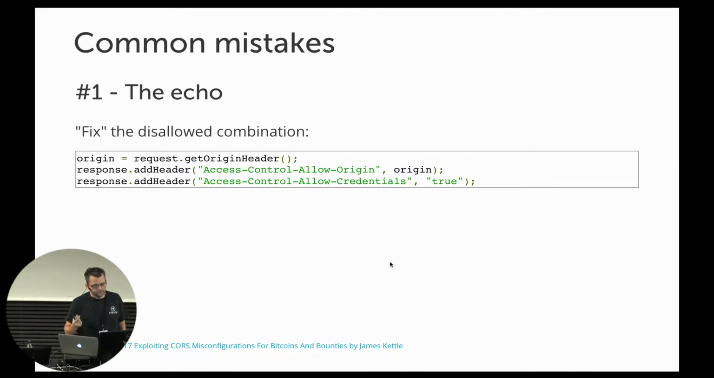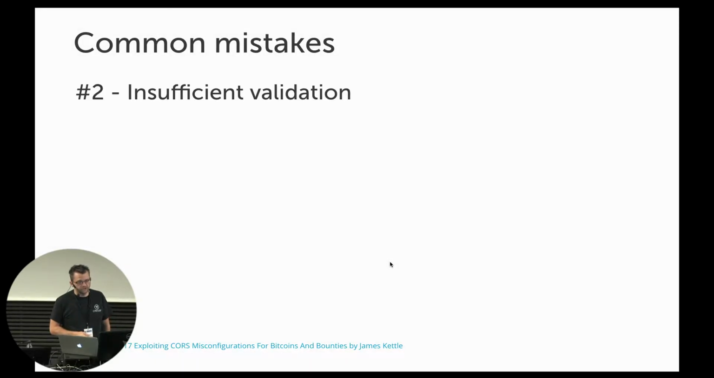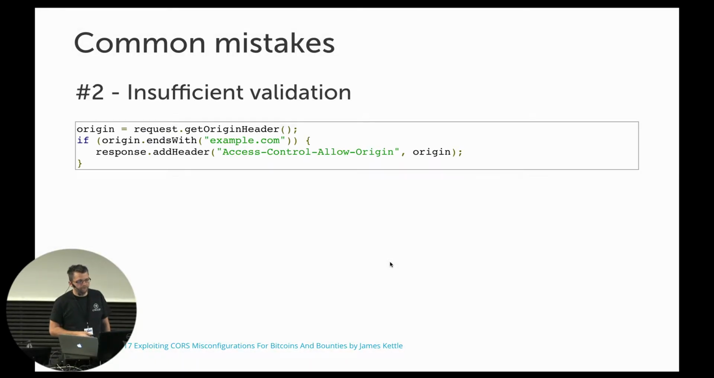A lot of this research is done by a person called James Kettle, who works at Portswigger, which creates Burp Suite, which Chris showed in his previous talk. Another common mistake is insufficient validation. So if the origin ends with something, it should end with example.com because it's our origin. Great, so we're going to add this header as long as the origin ends with example.com, like notexample.com. Again, this is an example from James Kettle.